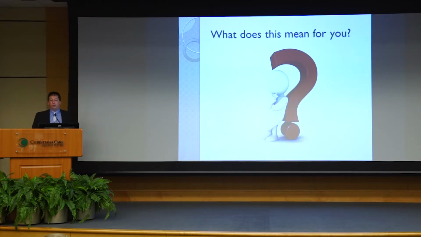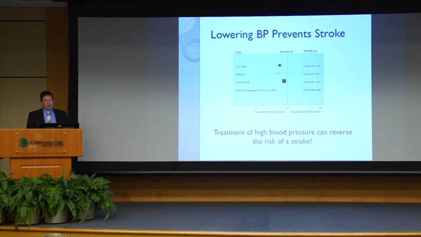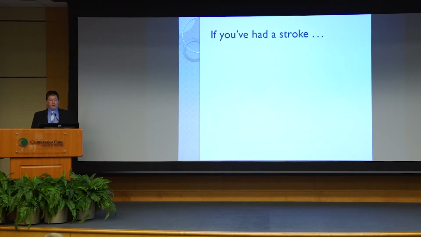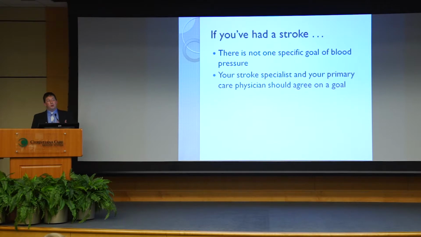So what does this mean for you and for me? Well, fortunately, we also know that lowering blood pressure is directly able to prevent stroke. A number of different studies of different medications and different treatments have demonstrated over time that we are actually able to reverse this high risk of a stroke that comes with high blood pressure. And so this is one of the things that we do focus on a lot if you've had a stroke. If you've had a stroke, you, your stroke specialist, and your primary care doctor should all have an agreement about what your blood pressure target is.